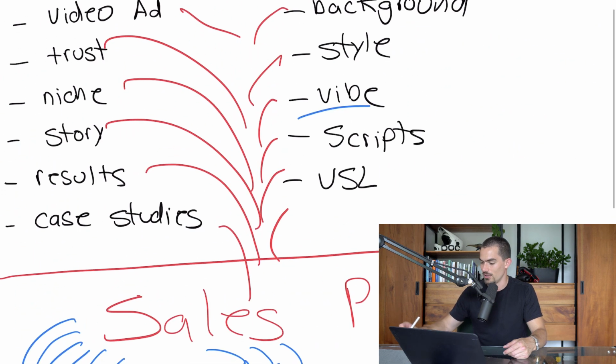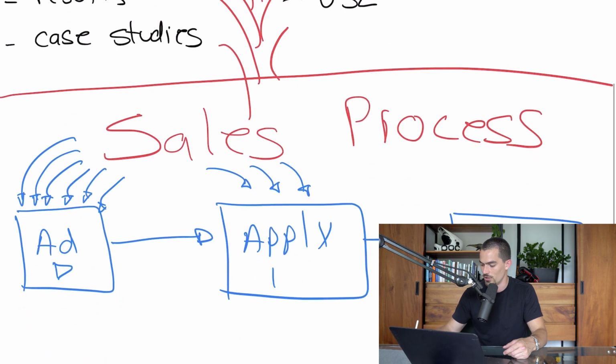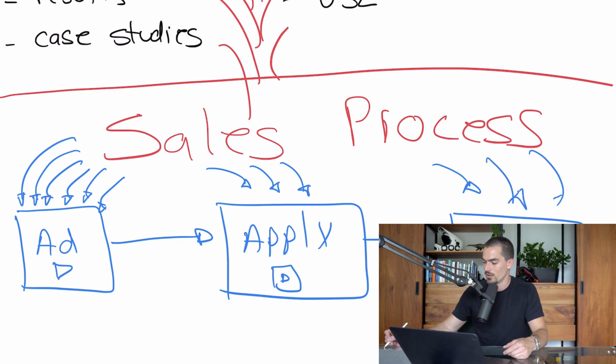You have the vibe in your VSL, you have the style, you have the background, you have the trust, you're providing case studies over here, and people apply. And then on the close, you also have these ingredients. You're vibing with people, you're just trying to help them, you're asking the right questions and closing the sale and collecting the money. So that's the thing, guys.